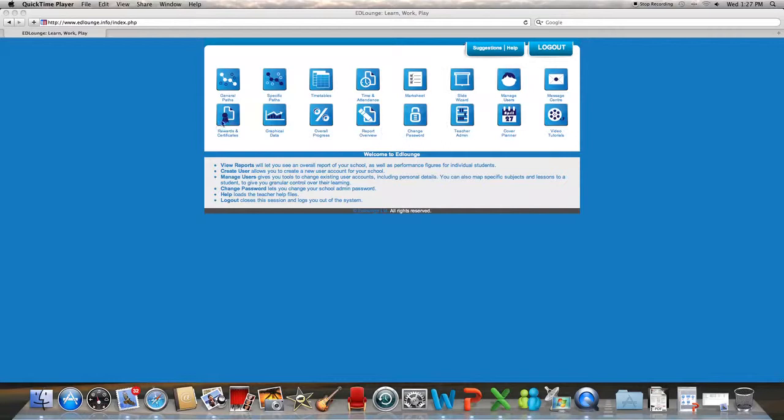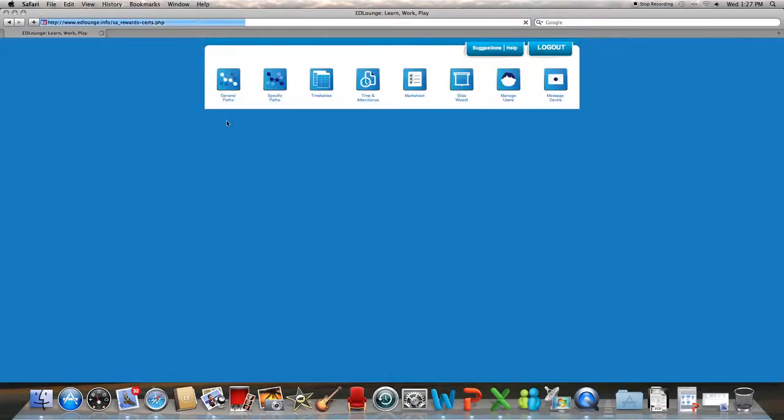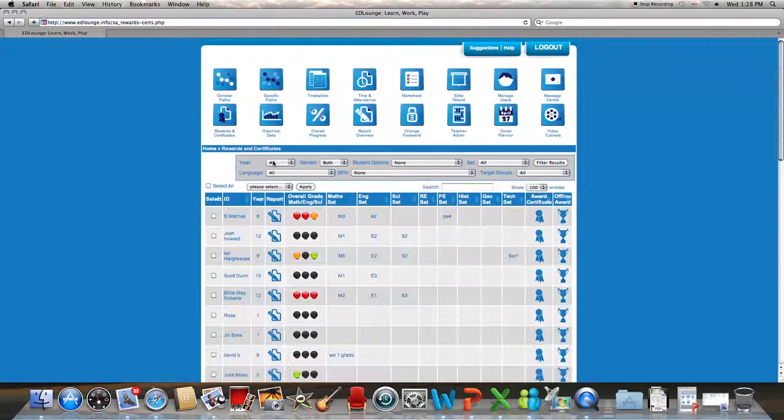The first icon on the bottom is one called Rewards and Certificates. By clicking on this we're able to actually give students money or points for their enterprises, or in fact even remove money or points should we feel that there have been issues going on in their life.